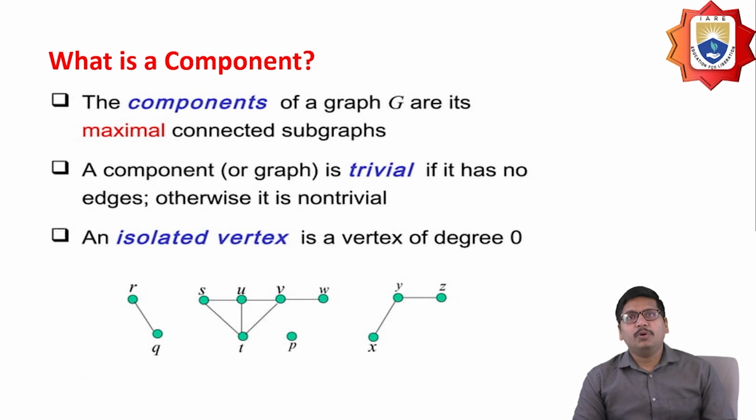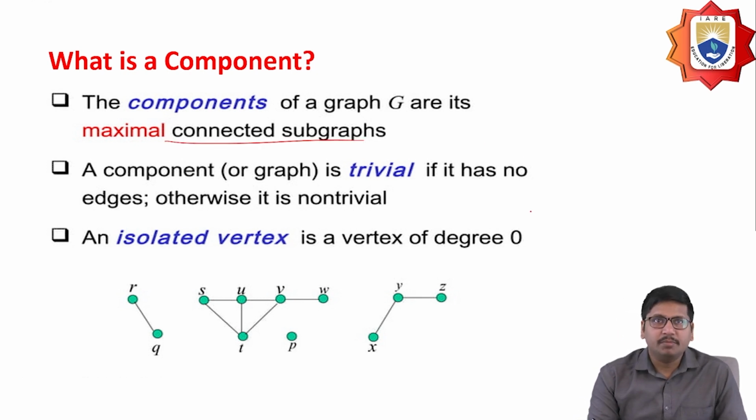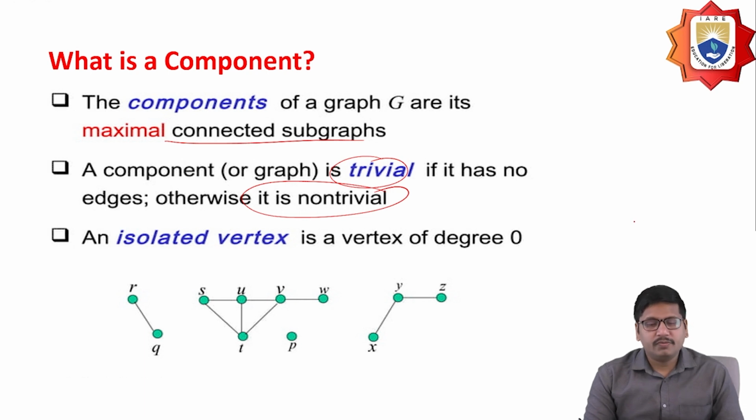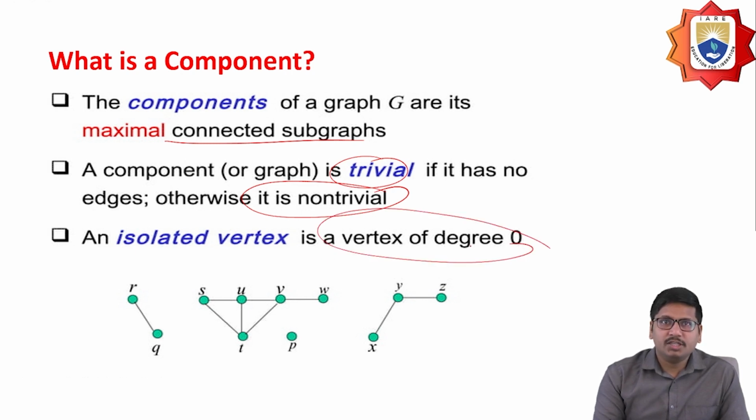The next one, what is a component? The components of a graph are its maximal connected subgraphs. A component of a graph is trivial if it has no edges, otherwise it is non-trivial. Then isolated vertex: an isolated vertex is a vertex of degree 0.